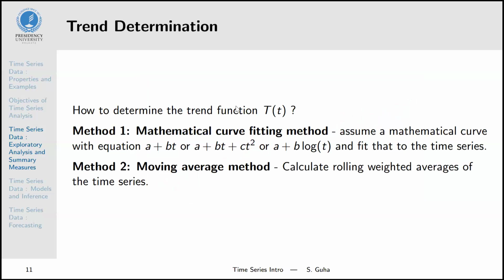Now there is another method of determining the trend function, called the moving average method. In this case, we calculate rolling weighted averages of the time series. I'll explain what I mean by that. So, the moving average method, what do I mean by that? I'll explain.